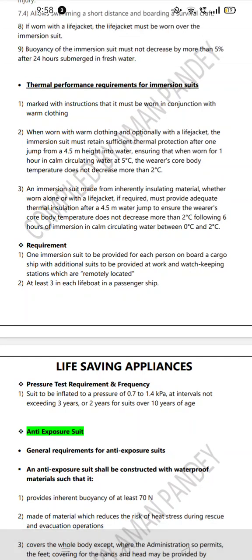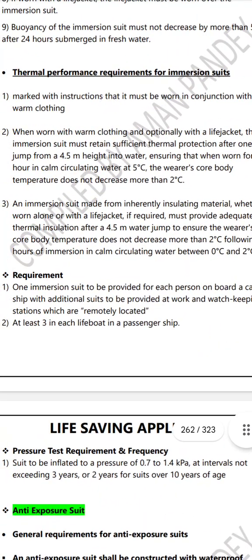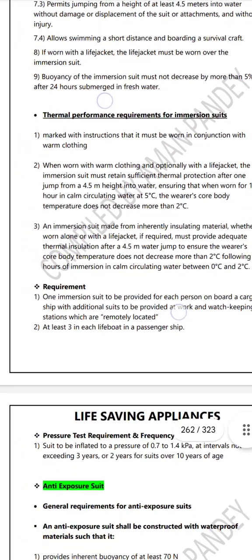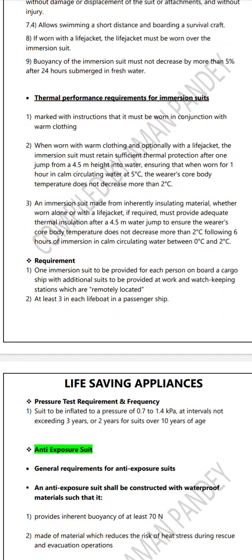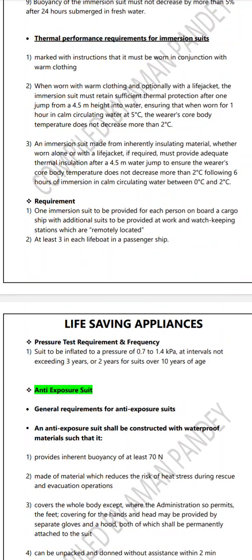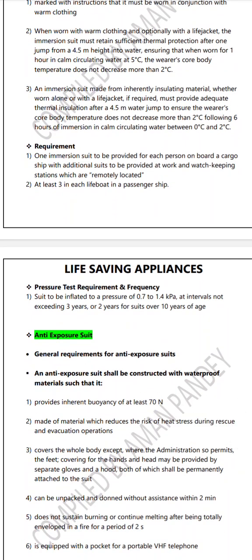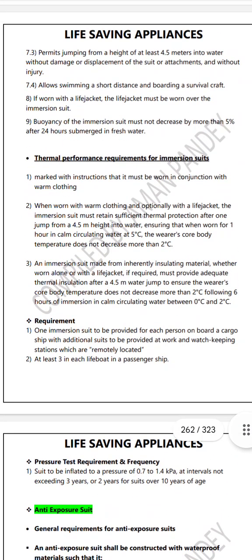So, thermal protective aid for the immersion suit. Okay, this I missed here. For 1 hour in calm circuit water, body temperature should not decrease by more than 2 degrees Celsius. Okay, in 0 to 2 degrees Celsius water also, it should not fall in 6 hours. Okay, immersion suit. Where is TPA? Yeah, thermal protective.